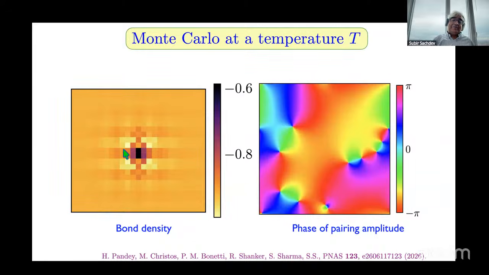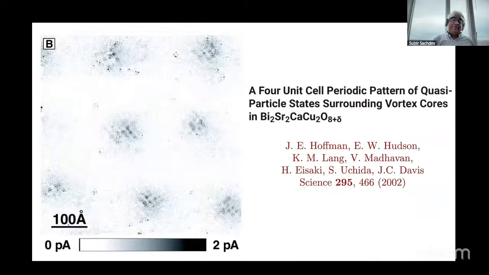And this is, of course, suggestively similar to what's seen in scanning tunneling microscopy in the underdoped region of the cuprates. So there's a strong disagreement in the vortex structure from BCS theory in the vortex core. We don't fully understand what's going on here, but we think we are pretty close.